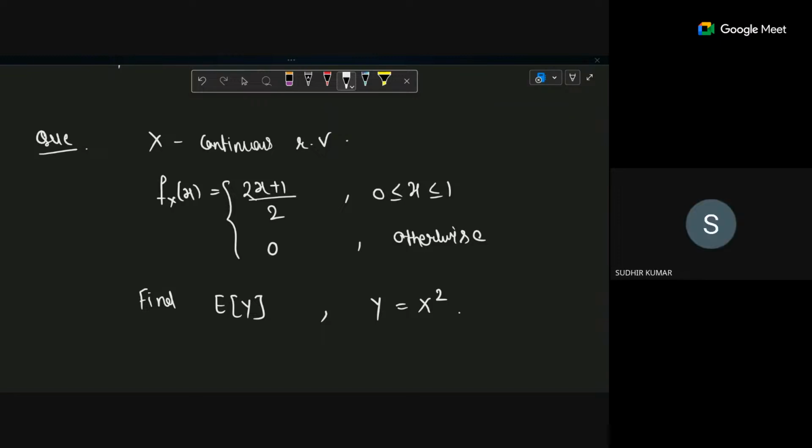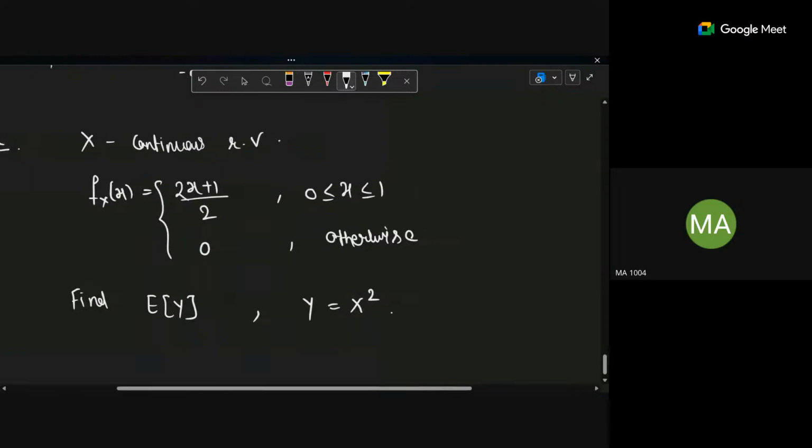PDF is valid. Okay, let me check. Ma'am, 5 by 12. Okay. Someone asked whether the PDF is valid or not. How to check it? Anyone? Integrate over the range 0 to 1, right? It should be equal to 1. Is it equal to 1 here? No, ma'am, 3 by 2. Please check it, ma'am. Yes, ma'am, it is 5 by 12.